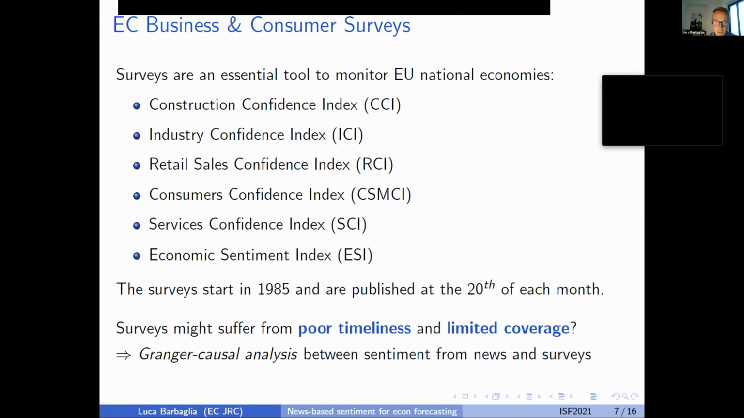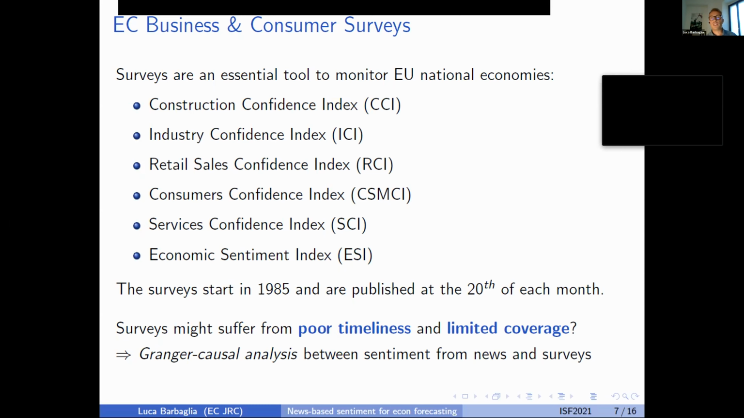One issue that has been identified in the literature with these types of surveys is that, first of all, they might suffer from poor timeliness. They are released only monthly, and we have seen from Simone's presentation before how important it is to have a timely indicator, for instance in the COVID crisis. And then they might suffer from limited coverage. There are some sectors of the economy that are not represented in the survey, and the survey cannot be directly adjusted to the specific needs that a researcher or a practitioner might want to monitor.